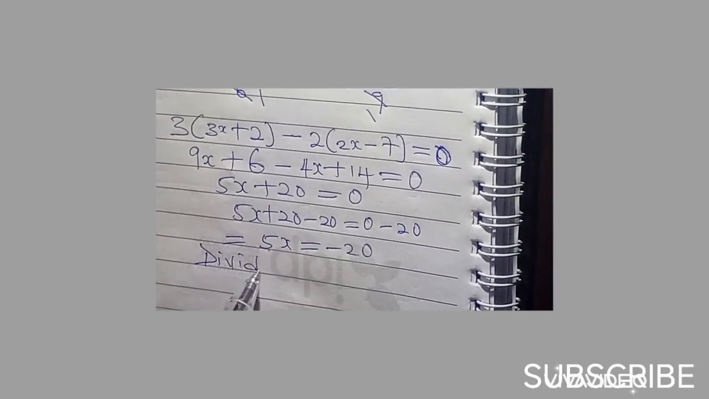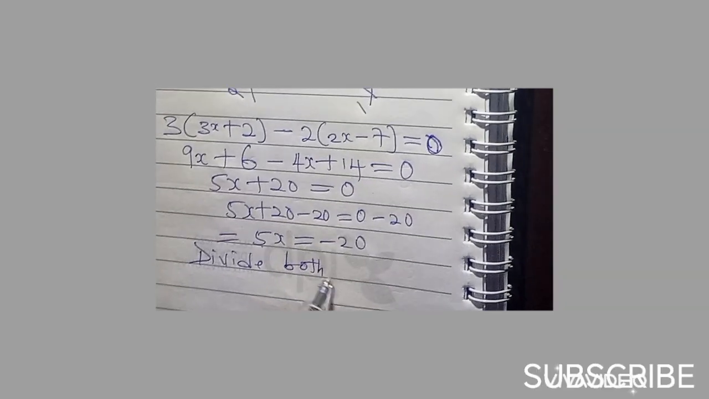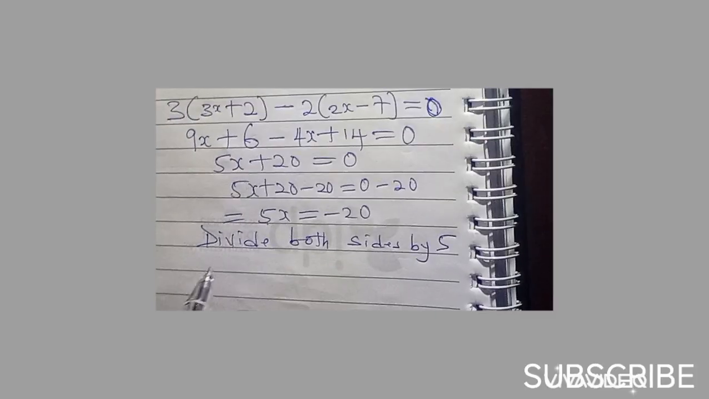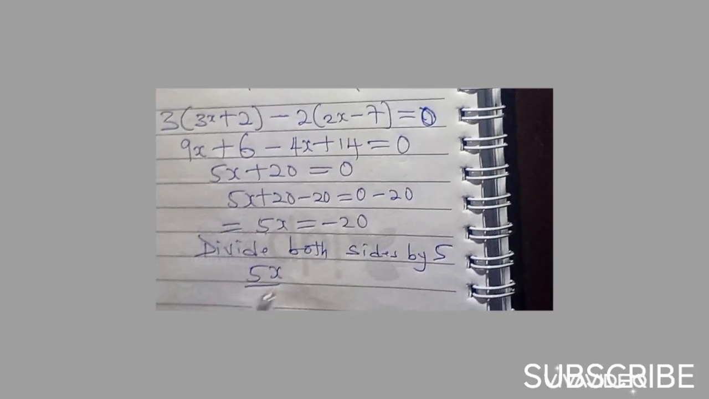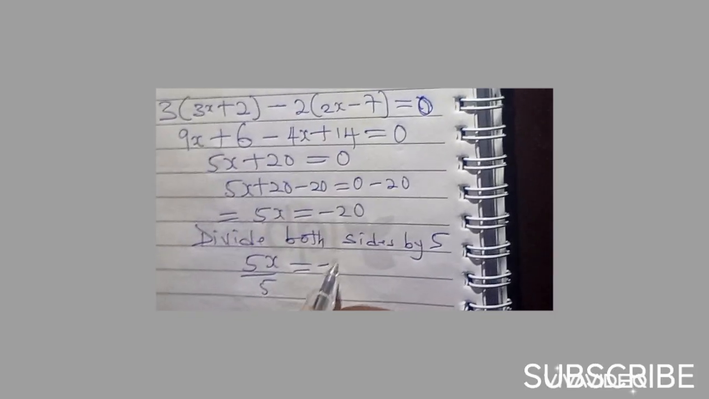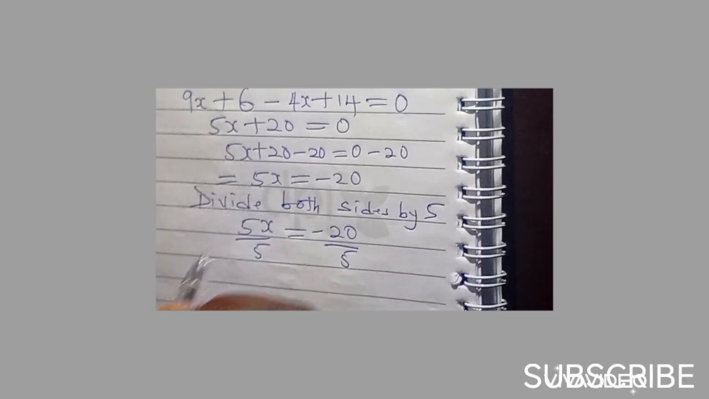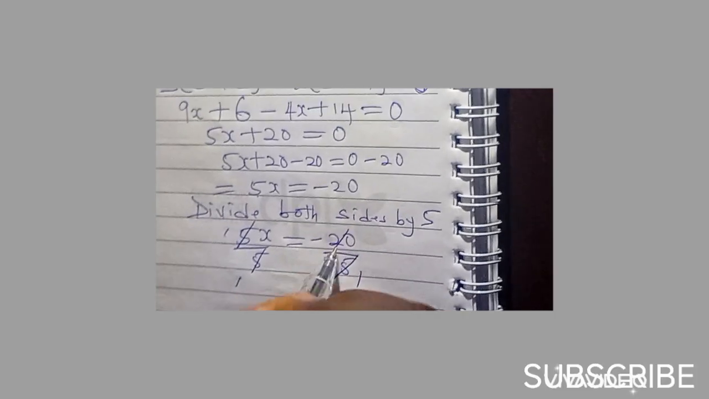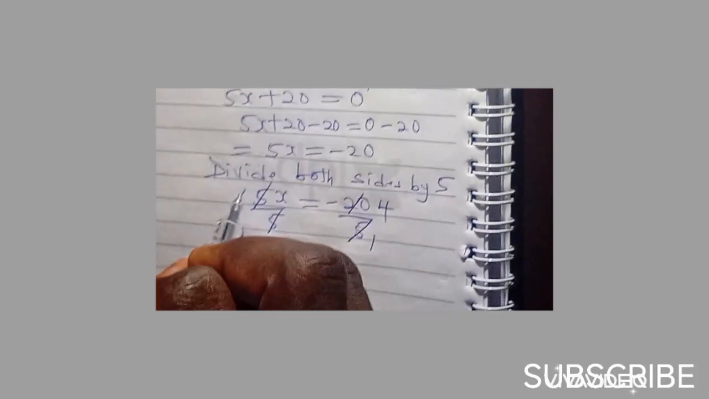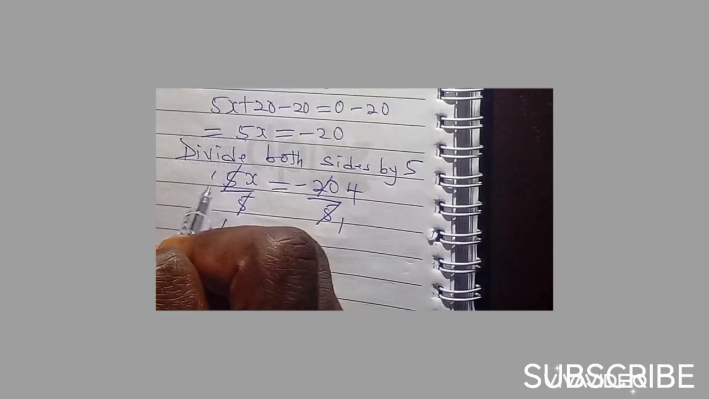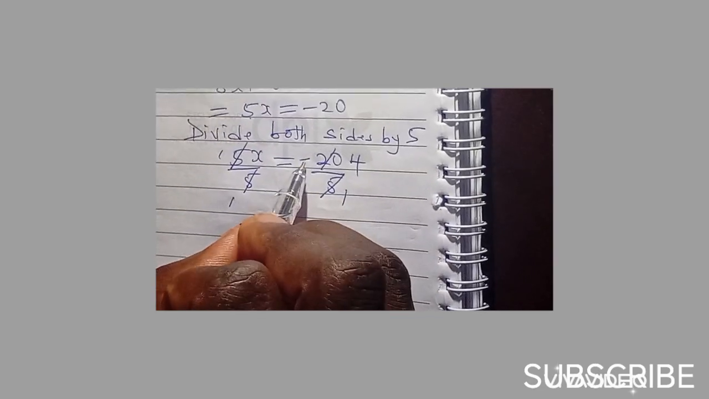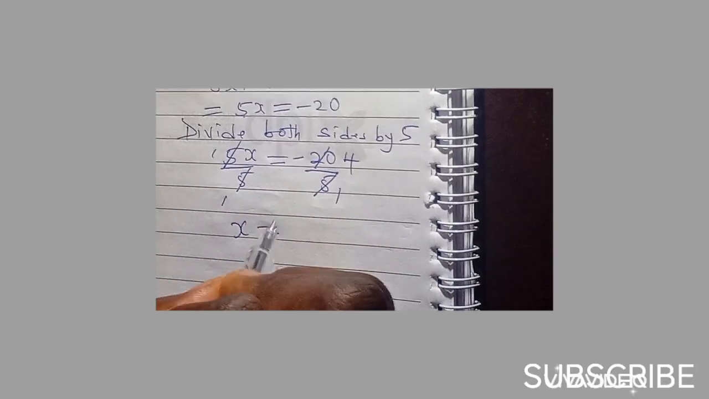Divide both sides by 5. So when we do this, we have 5x all over 5 equal to minus 20 all over 5. 5 here 1, 5 here 1. 5 here 1, 5 here 4. Now we have 1 divided by 1 is 1, and 1 times x is the same thing as x, equal to minus 4 divided by 1, which is the same thing as minus 4. So this is our answer.